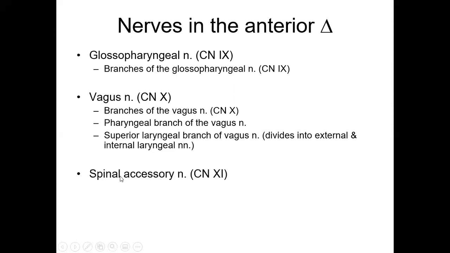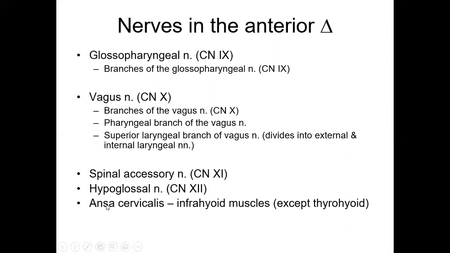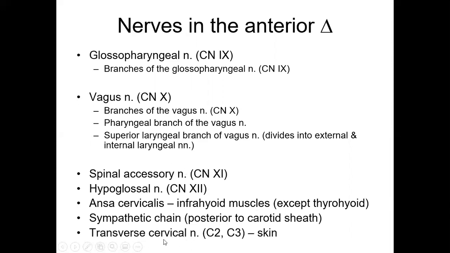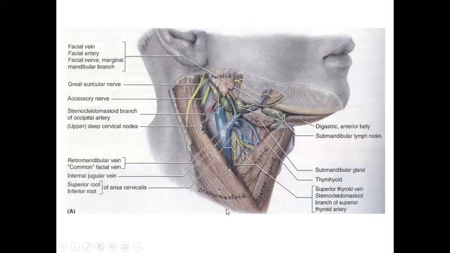And then we also have the spinal accessory nerve. And then we also have the hypoglossal nerve, the 12th cranial nerve. And then we also have the ansa cervicalis that supplies the infrahyoid muscles, with the exception of the thyrohyoid muscle. And the sympathetic chain, located posterior to the carotid sheath. And the transverse cervical nerve, from C2 and C3, that supplies the skin.